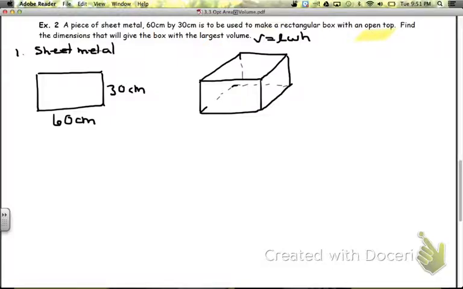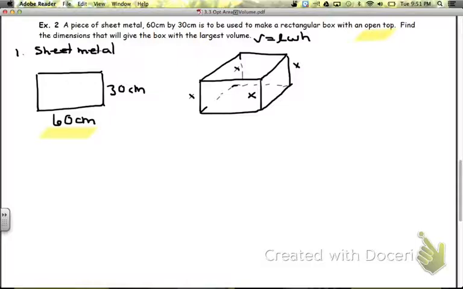Alright, so here, what we're going to do is we're going to look at the fact that we have a piece of sheet metal and it's now being folded to create this rectangular box that has an open lid. So I'm going to have all my heights being x. Alright, so all those heights are an x value. I know from looking at my sheet metal that my length is 60 centimeters.